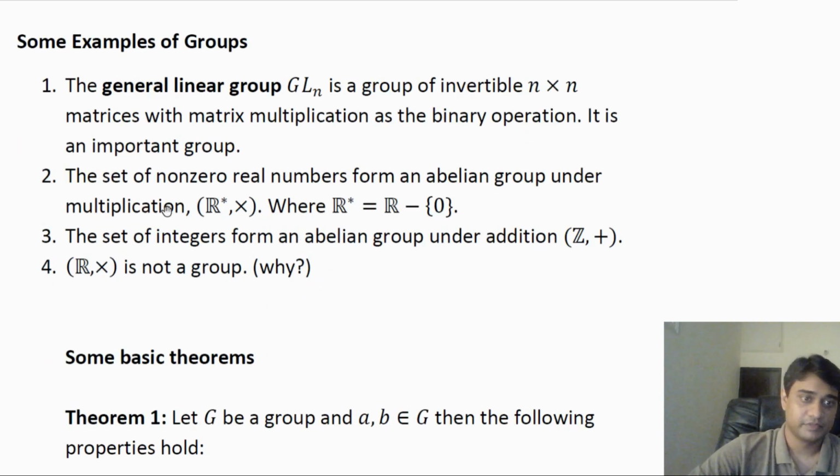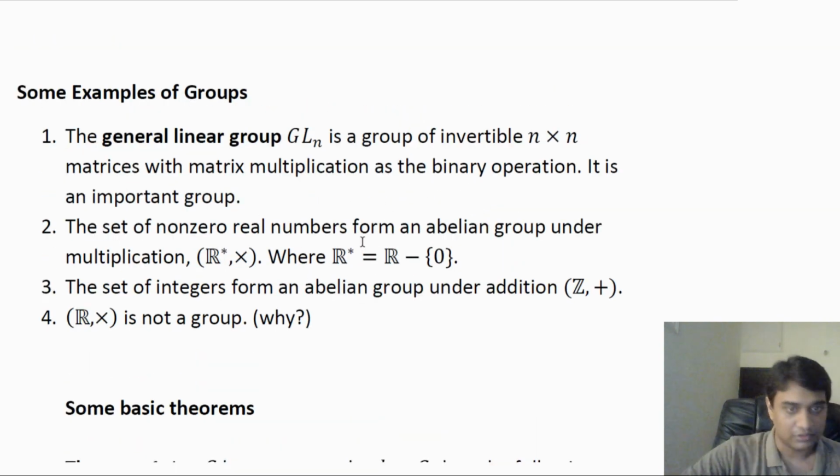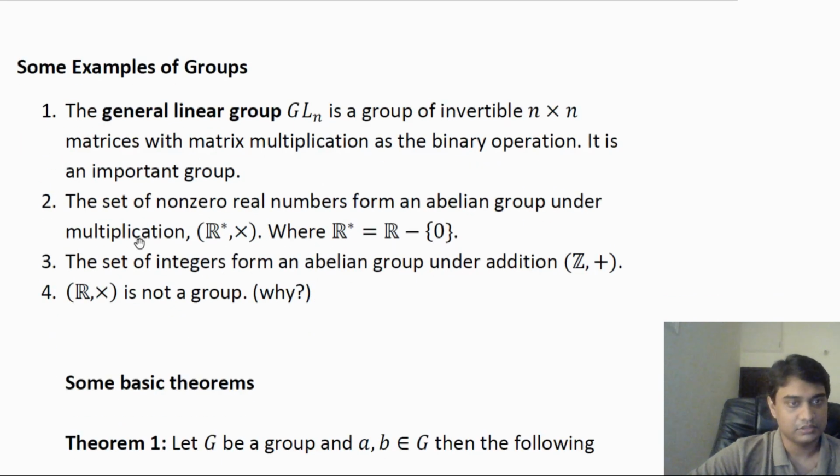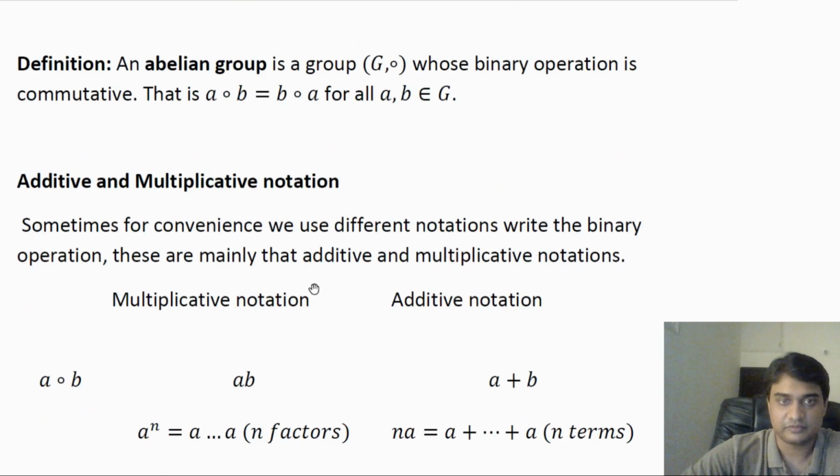Okay, so next, the set of non-zero real numbers forms an abelian group under multiplication. So we are talking about this set R star under the binary operation of multiplication. By R star I mean the set of all non-zero real numbers, which is R minus 0. So it is also a group, right? Because all three properties of the group can be verified, since the real numbers form a field, and from the field axioms and the basic properties of the real numbers, we can verify all three properties, right?